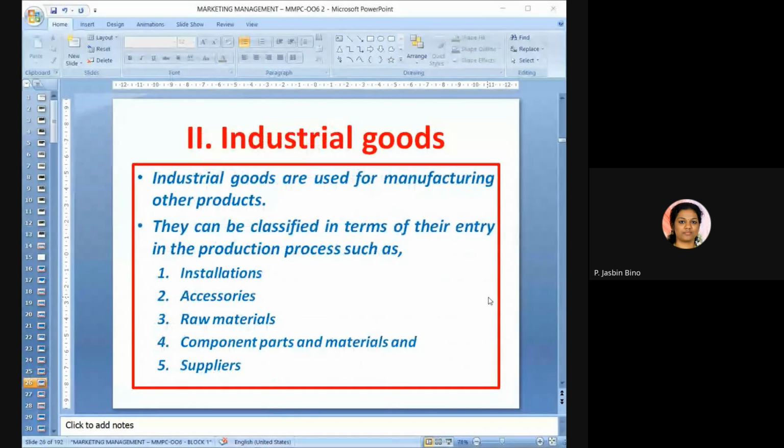Next one is industrial goods. Industrial goods are normally used for business purposes, mainly for manufacturing or some other business purposes. They are classified into five: installations, accessories, raw materials, component parts and materials, and supplies.